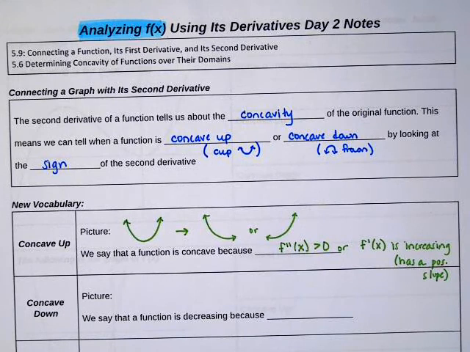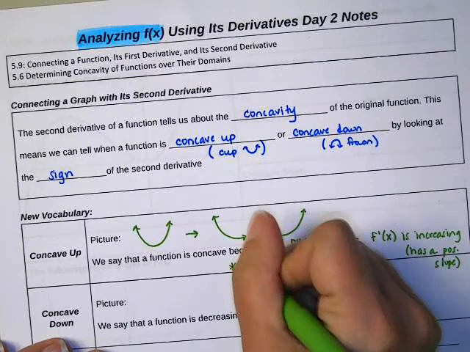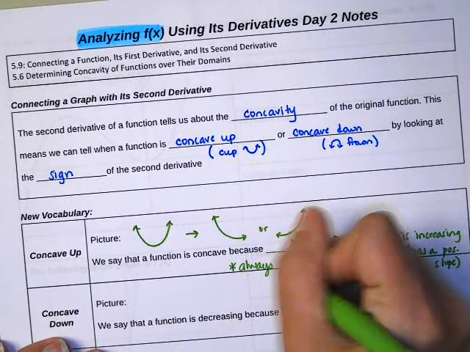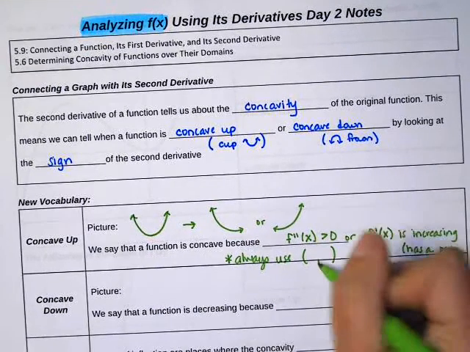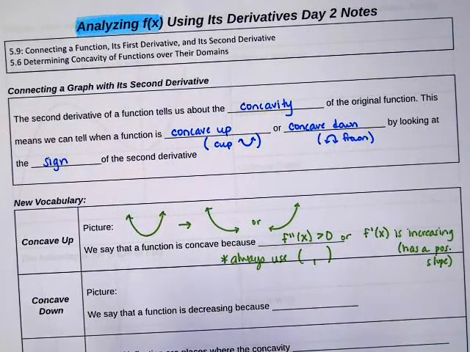Now for concavity, we're always going to use parentheses because there's no equal to in the definition. It's just a greater than.